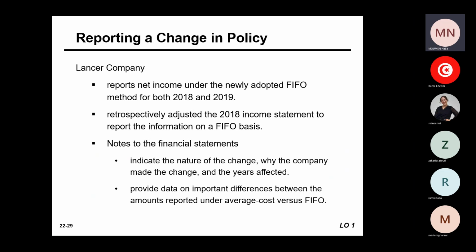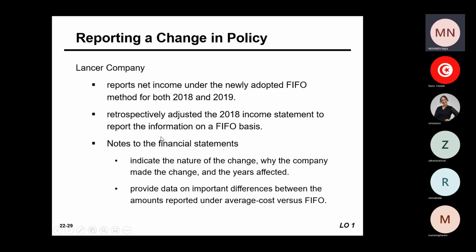But in addition to that journal entry, we have actually to report our net income under the newly adopted FIFO for both 2018 and 2019. So if you are assuming that this is the only year that they are presenting, the most recent one, here we have to provide this comparative information for 2018 and 2019. So we have to adjust retrospectively the 2018 income statement to provide information based on the FIFO method.